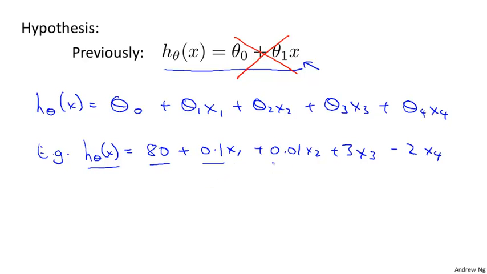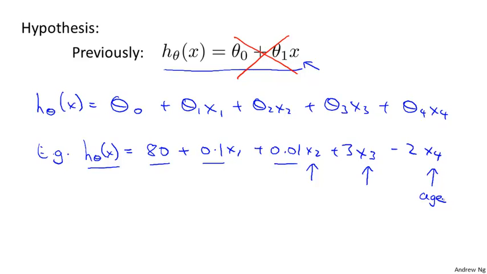Plus the price goes up a little bit for each additional floor that the house has. So x2 was the number of floors. And it goes up further for each additional bedroom the house has, because x3 was the number of bedrooms, and the price goes down a little bit with each additional year of the age of the house.